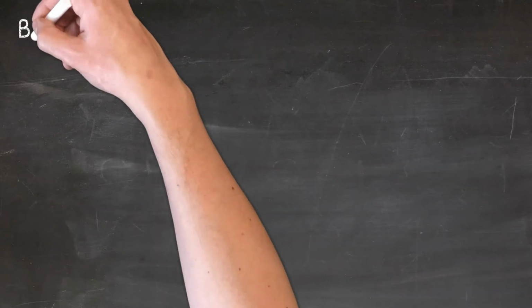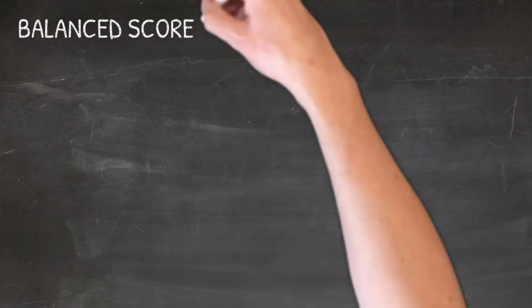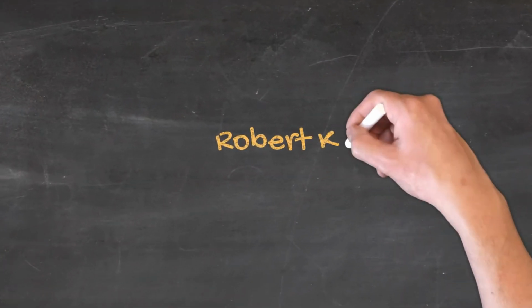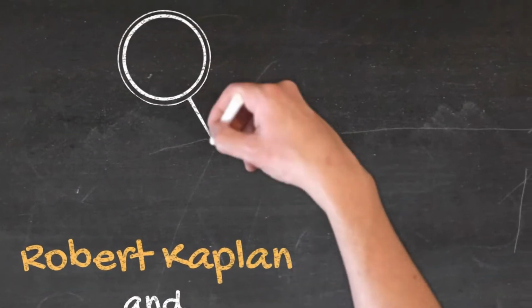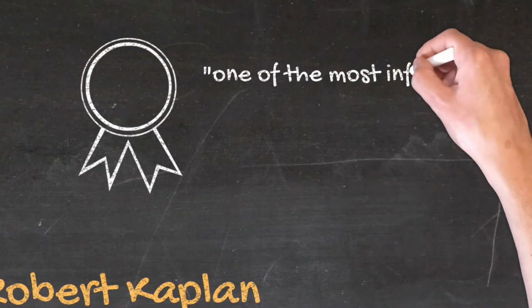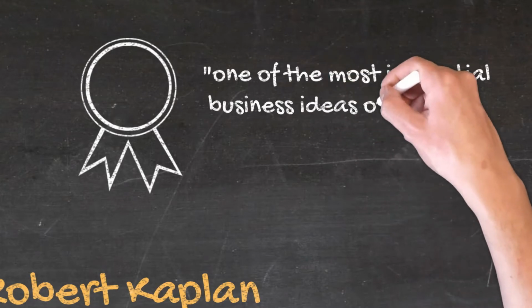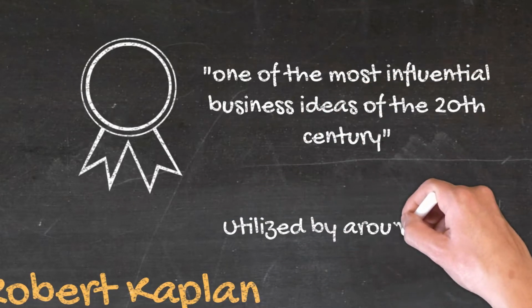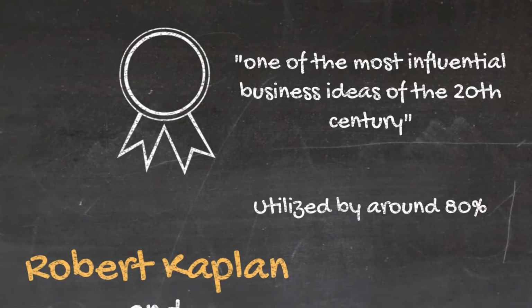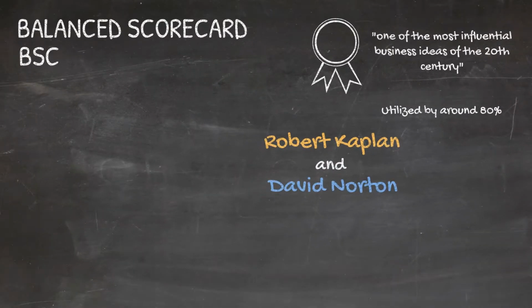The first concept of the balanced scorecard, also known as BSC, was developed in the 90s by Robert Kaplan and David Norton. It was soon recognized by the Harvard Business Review as one of the most influential business ideas of the 20th century. Subject matter experts say that around 80% of the largest companies in the world utilize the balanced scorecard at some level inside their organizations.